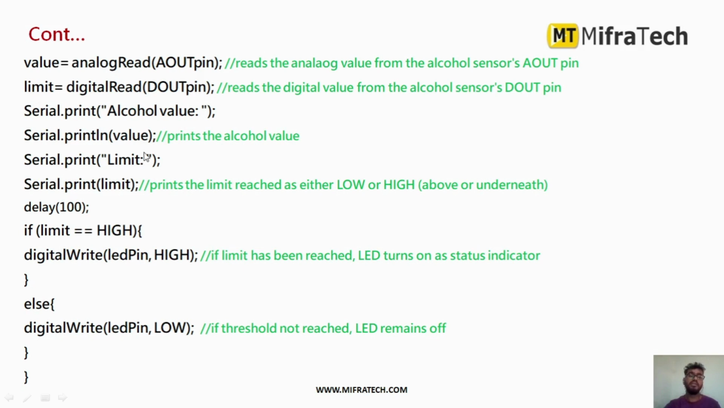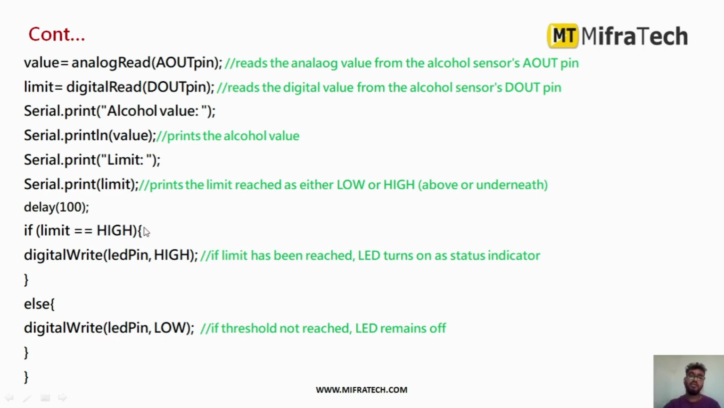Next we'll print the values in the serial monitor. I am doing Serial.print of alcohol values, print value. This print value will print the analog values, whatever the alcohol sensor is detecting. So I am printing it in the serial monitor. Next I am printing the limit also, whatever digital value it is giving, that I am printing. After that, I am taking a 100 millisecond delay.